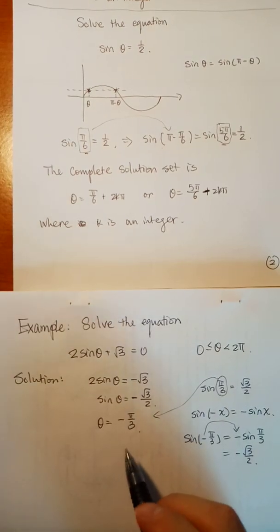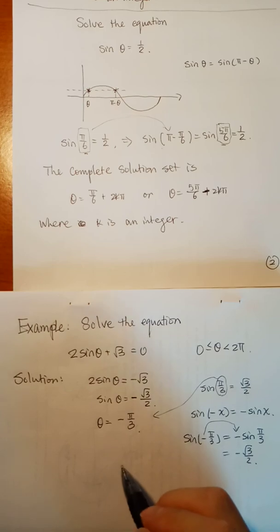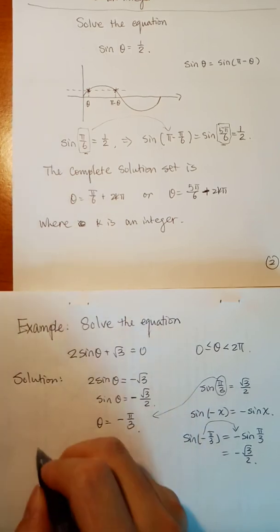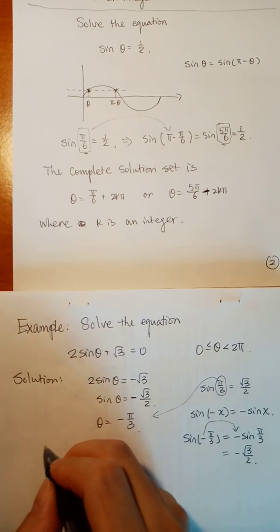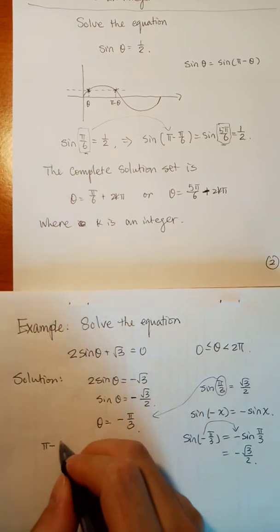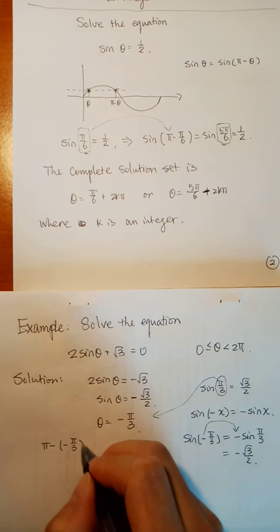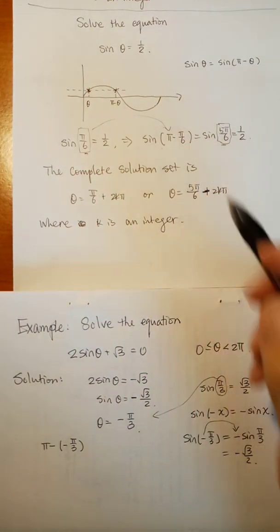That's one angle. Whenever you have this angle, pi minus this angle, be careful, it's always, remember here, we use pi minus it.